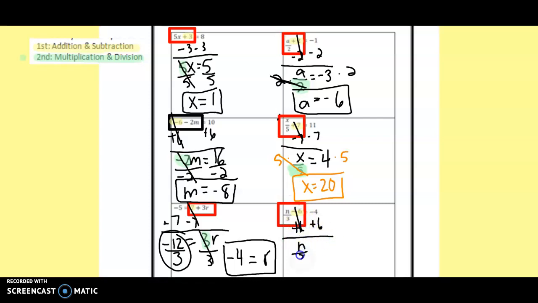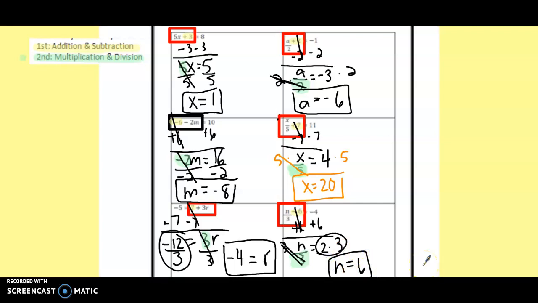And I have n divided by 3 equals negative 4 plus 6 is 2. And then our second operation there, if we look at the relationship between n and 3, it is the operation of division. So we're going to undo our division by multiplying. So again, these cancel. We have n equals 2 times 3 is 6.